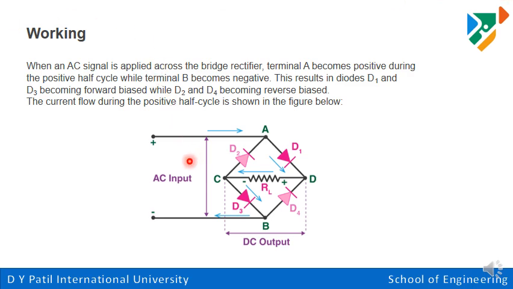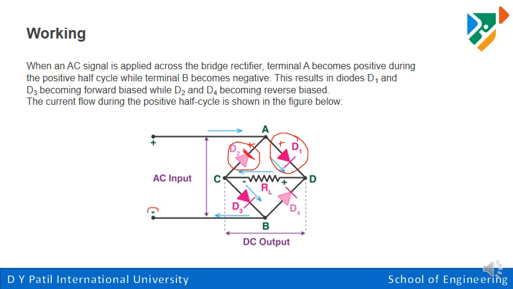Now how it works. When we apply the positive cycle, this is the positive, this is the negative. So what will happen? Here this is the positive and this is the positive. So out of these, the diode D1 is forward biased, as its anode gets the positive, while D2 acts as reverse biased because the cathode of D2 gets positive. So because of this, D2 is in reverse bias condition.